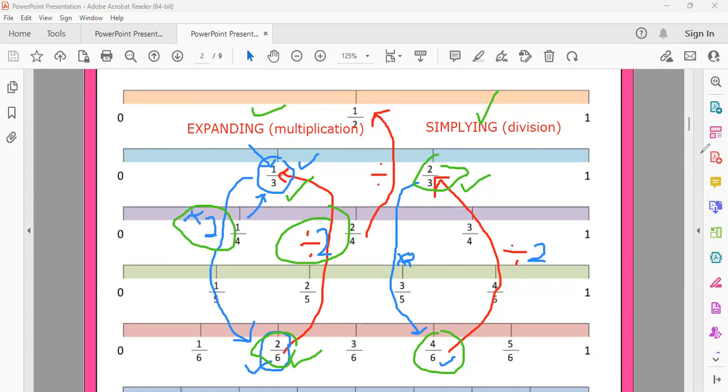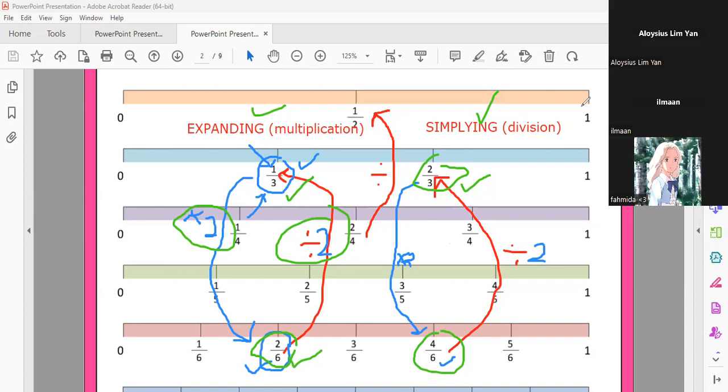So when you want to put on weight, you expand. When you want to go on a diet, you simplify. Now, how's that for you to remember? Can you remember now? Okay. The person doesn't change. The fraction is still the same, only that it's now expanded and then you can simplify. So expand using multiplication up and down, simplify using division up and down.